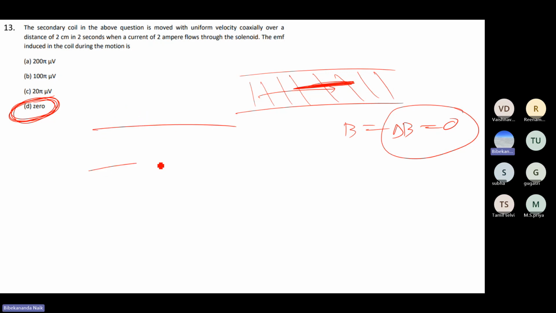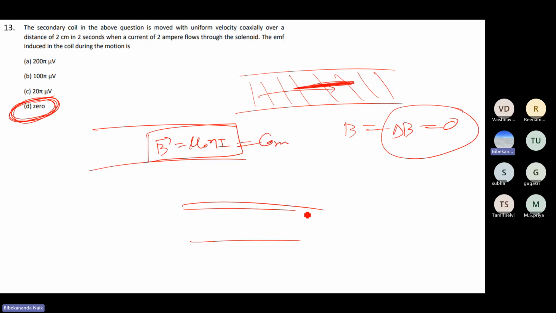Now we know the magnetic field is given by mu0 N i per unit length. From this value you can clearly see the magnetic field is constant inside the solenoid. So the magnetic field is constant in the solenoid. At every point here the magnetic field is B, here the magnetic field is B, here the magnetic field is B. Now suppose this small solenoid is here, and after some time it is here, and after some time it is here.